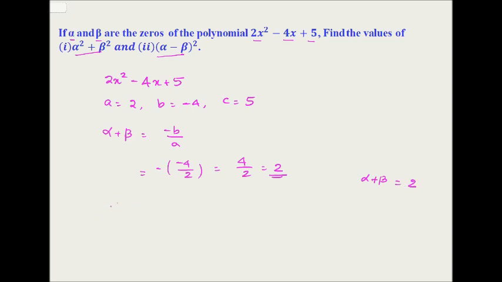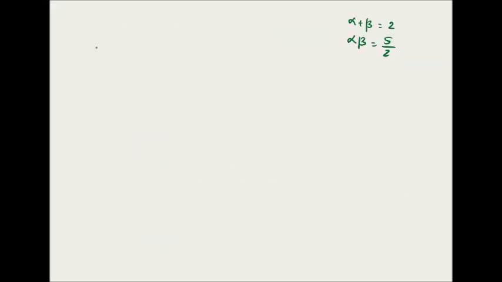Now the product of roots, alpha beta, is equal to c by a, that's equal to, c is 5 and a is equal to 2, that's equal to 5 by 2. So alpha beta is equal to 5 by 2. Now we need to find alpha square plus beta square.